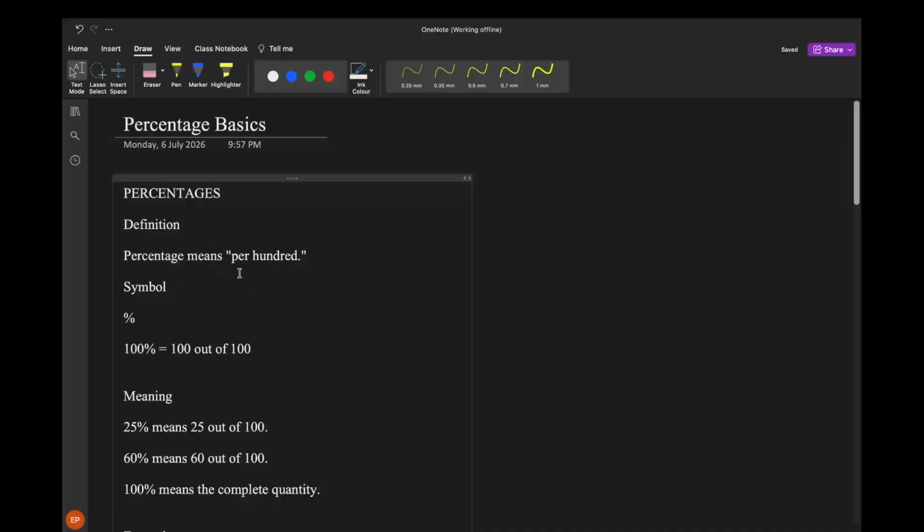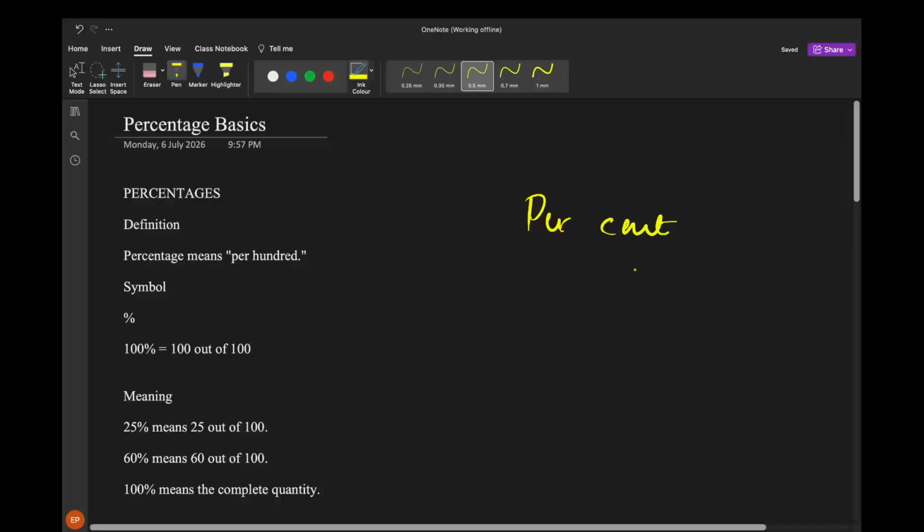Definition: percentage means per 100. Whenever we say something like our marks, our results, our profit, discounts, anything, we'll say in percentages usually. What does a percentage mean? Per cent. Cent means 100. Per 100 is called percentage. It is denoted by this symbol. This is the percentage symbol.